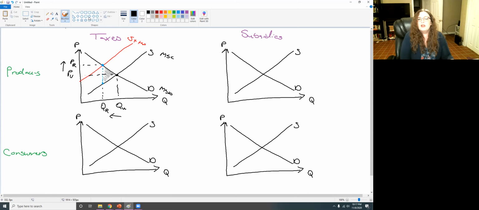All right, let's do a couple more. Let's keep up with taxes first. Okay, let's do taxes. Let's say that we're going to put the tax on the consumers. This is someone at the register, right? So here we put a tax on them. D plus tax.